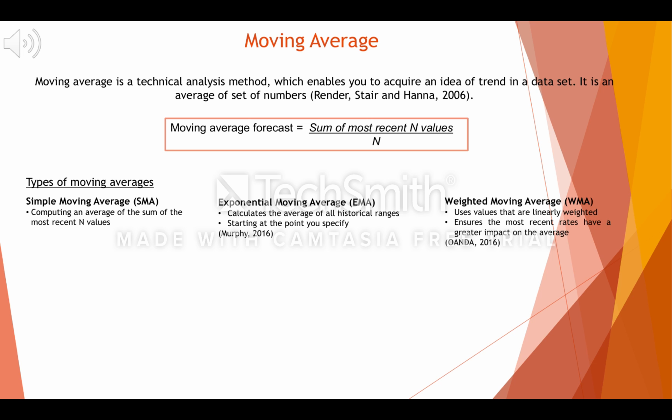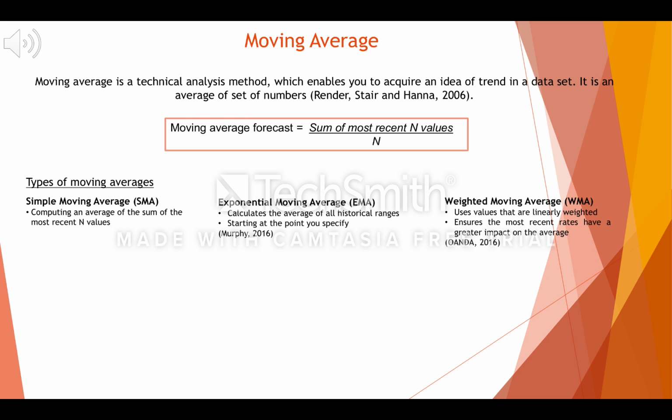Simple moving average involves computing an average of the sum of the most recent n values. Exponential moving average calculates the average of all historical ranges, starting at a specified point. Finally, weighted moving average uses values that are linearly weighted and ensures the most recent rates have a greater impact on the average.